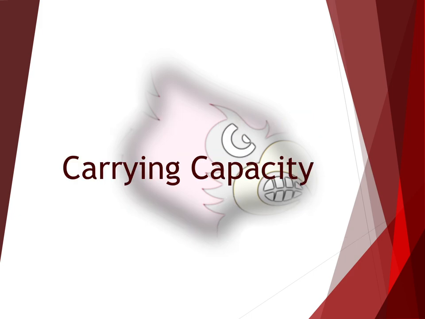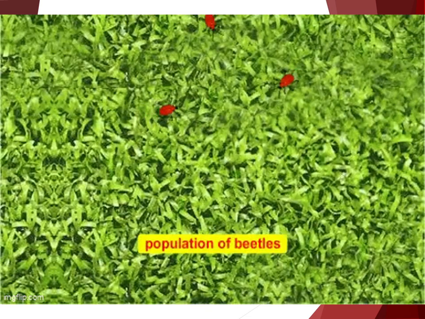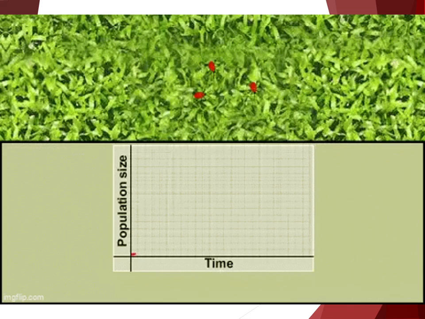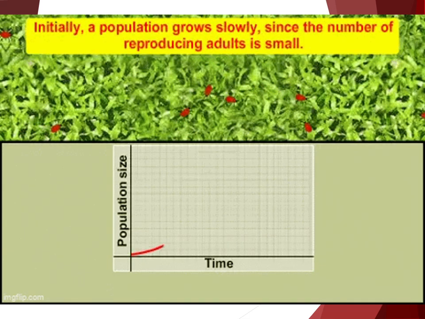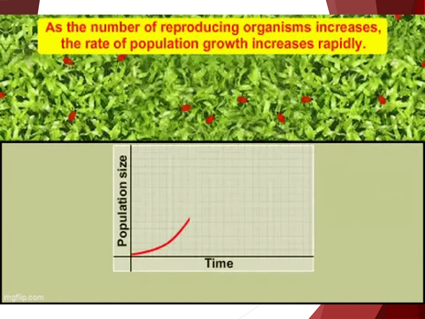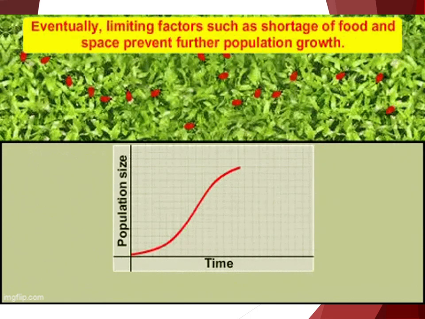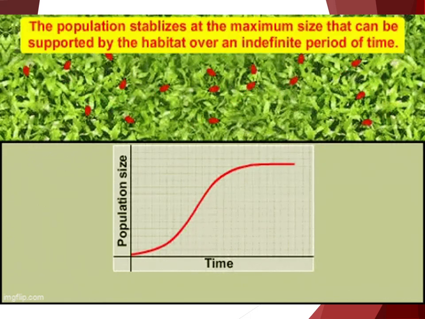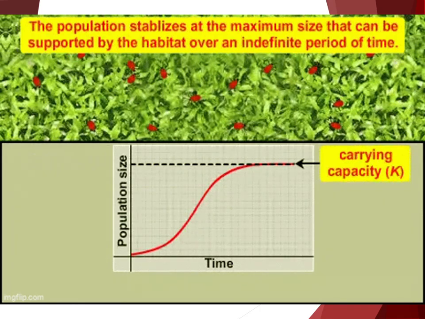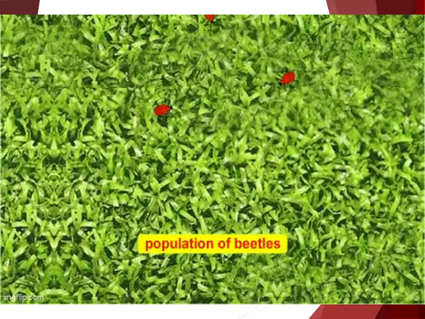Carrying capacity. The carrying capacity, represented by a capital K, of a habitat is the largest population size that can be supported in an ecosystem over a particular period of time. Many factors, including water, light, nutrients, and space, influence an ecosystem's carrying capacity.